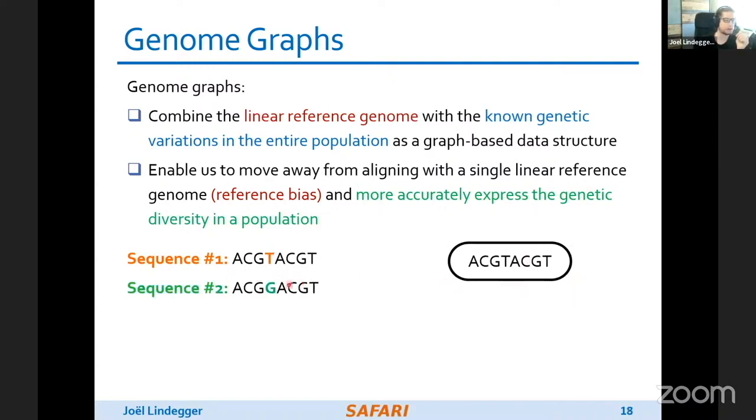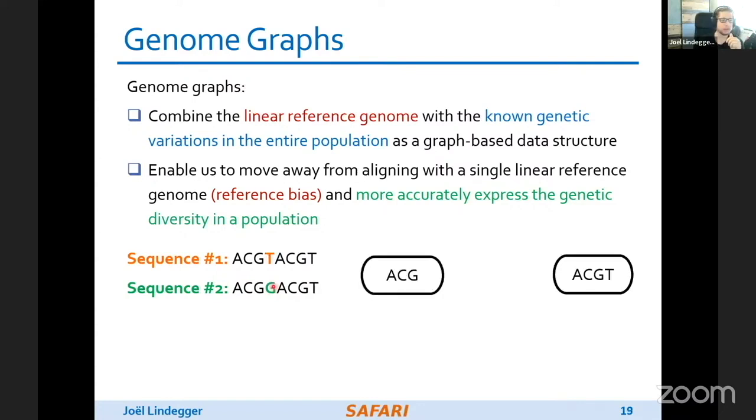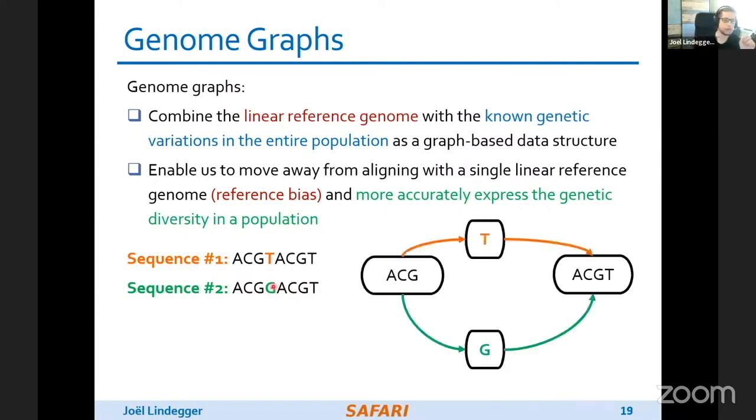Now, if you have a known variation at some point, let's say this T here could be replaced by a G in some known variation, then how we represent this is we split the node into 2 and we insert alternate paths. So we can have either ACG, then T, and then ACGT again, which would correspond to the top sequence, or the other alternate path would be going over the G node.